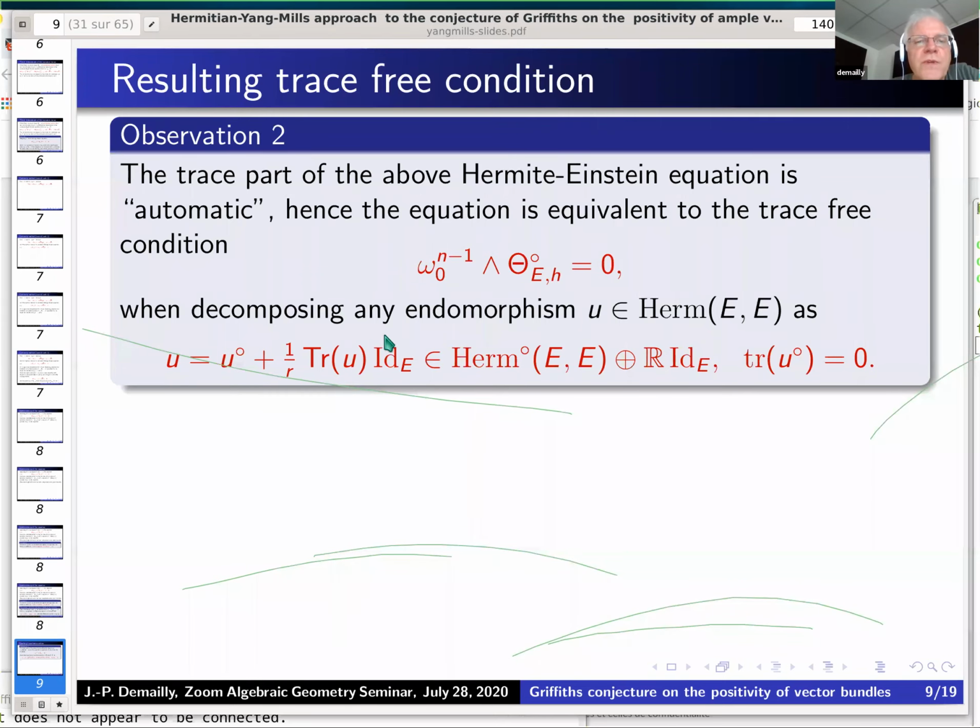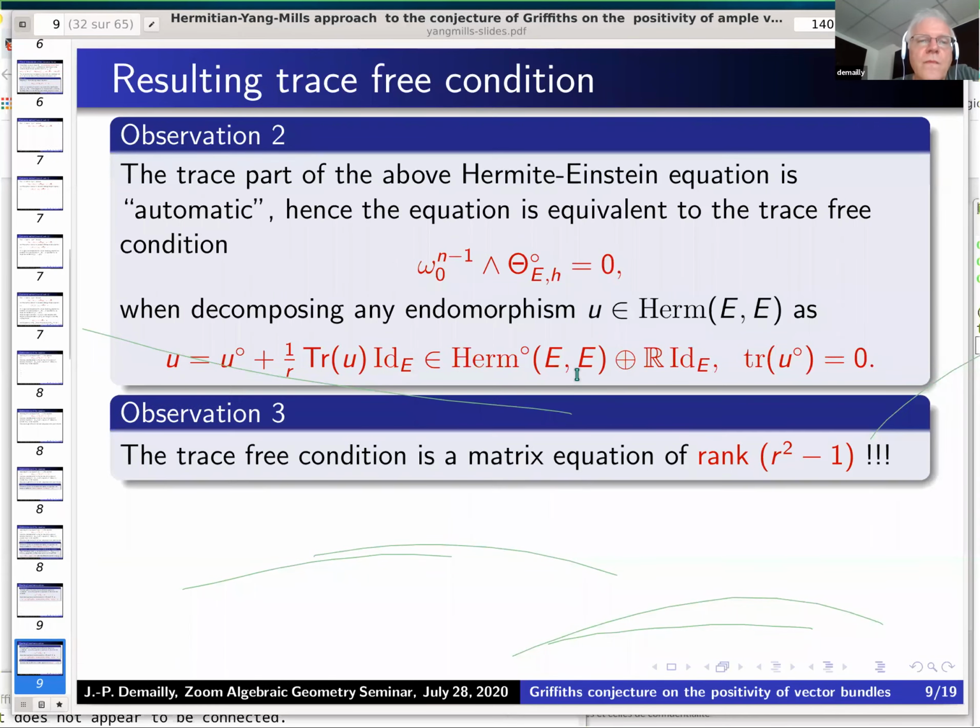But then the trace-free part means that you look at the trace-free part of this, which precisely has rank R squared minus 1. So this is exactly what you need. Okay, to get a perfectly determined equation, you had to introduce this number of new equations, and this is exactly what the Uhlenbeck-Yau-Donaldson equations provide.